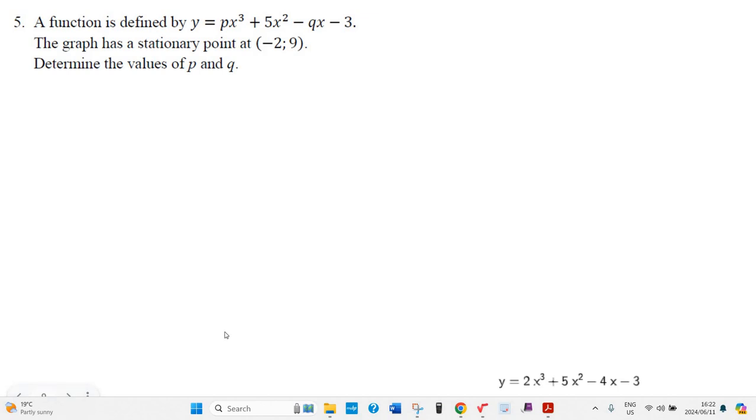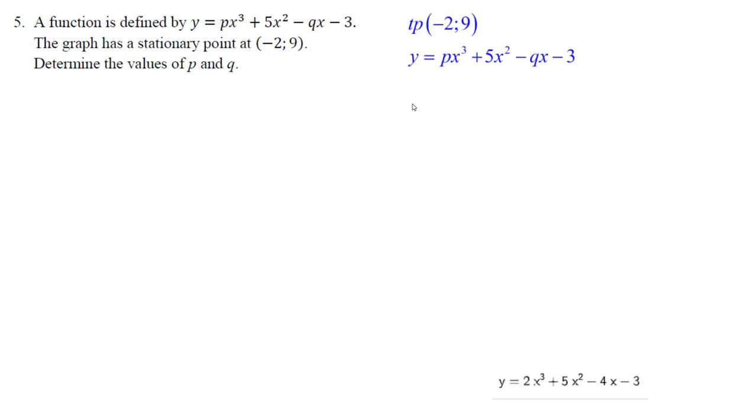Okay, let's try this next question. This one's a little bit challenging because it's one of those system of equation questions. So we're told that the graph has a turning stationary point at (-2, 9). So if we take -2 and put it into here, we get out 9. But if we take the derivative of it and put -2 in, the derivative, the gradient, will be 0. So we can put a 0 in for the derivative. And that's how we build the two equations.